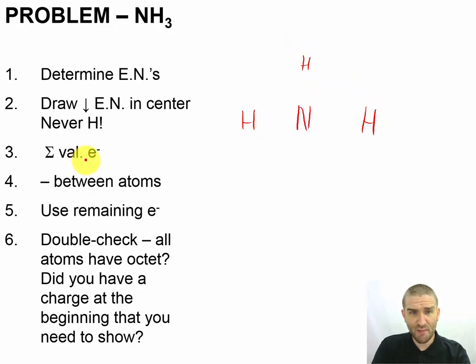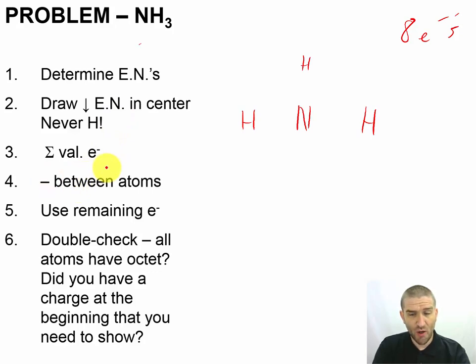Now I have to sum up the number of valence electrons. Nitrogen is going to have 5 valence electrons. Hydrogen has 1, times 3 for each of the atoms that are there. So I'll have 5 plus 3, which gives me 8 electrons to work with. Here we are, 8 electrons.